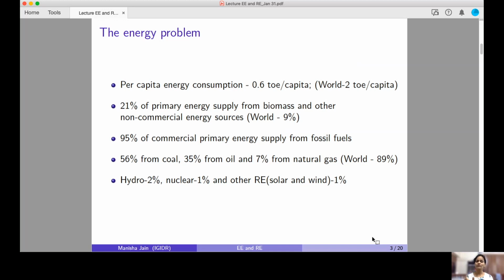Because what happens with the burning of biomass, with the use of non-commercial energy sources, is that it is associated with pollution, with indoor air pollution. When a household burns firewood or coal, even coal, inside their small house, in the small kitchen, it releases several pollutants. These pollutants can range from carbon monoxide to nitrogen oxide to sulfur dioxide, particulate matter, which have severe impact on the respiratory system of the household.